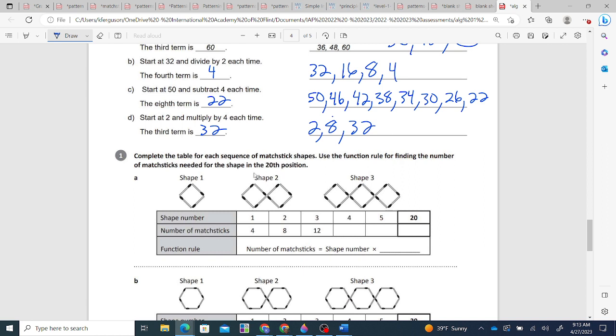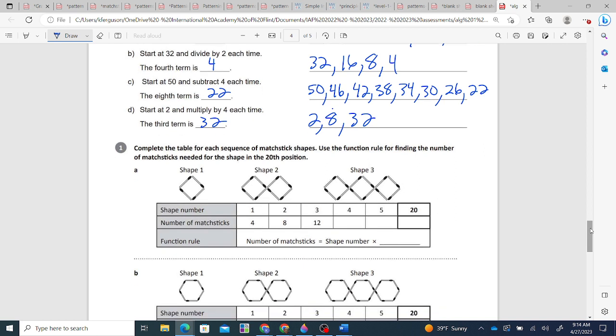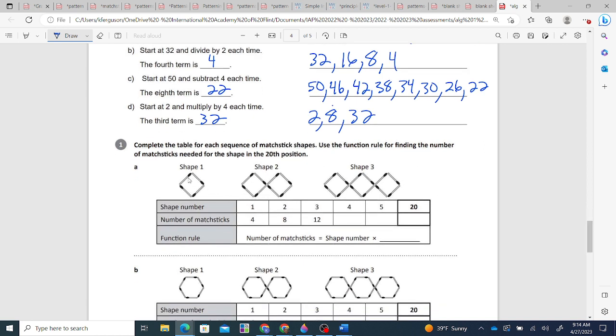Complete the table for each sequence of matchstick shapes. Use the function rule for finding the number of matchsticks needed for the shape in the 20th position. So I know if I got one shape, it's 4 matchsticks. If I got 2 shapes, it's 8 matchsticks. If I got 3 shapes, it's 12 matchsticks. So I can think about it like this is my input, right? So if I input 1, I get 4. If I input 2, I get 8. If I input 3, I get 12.